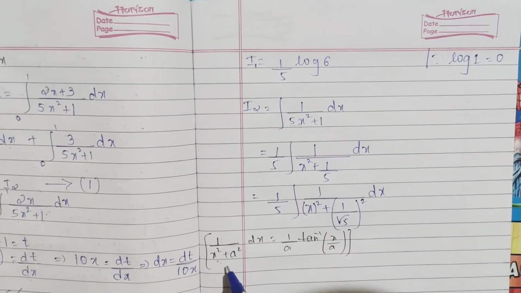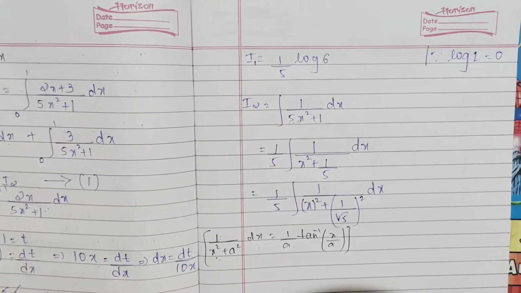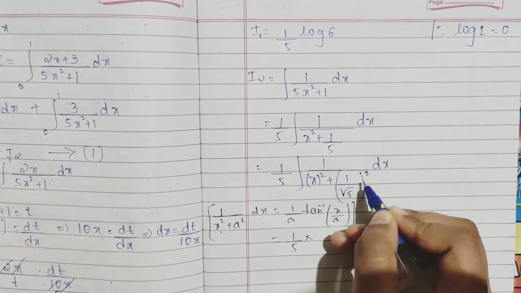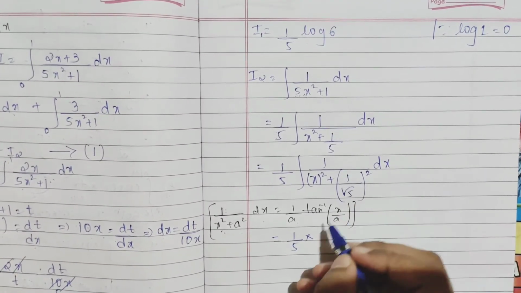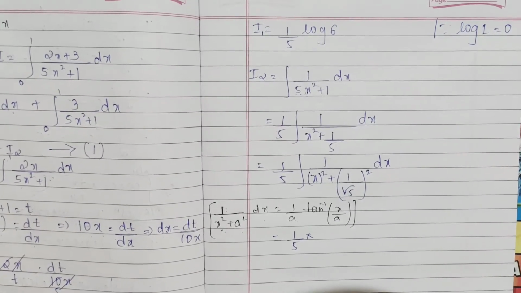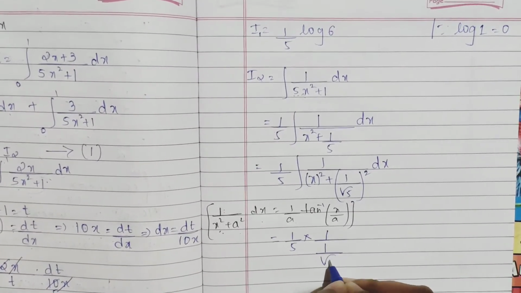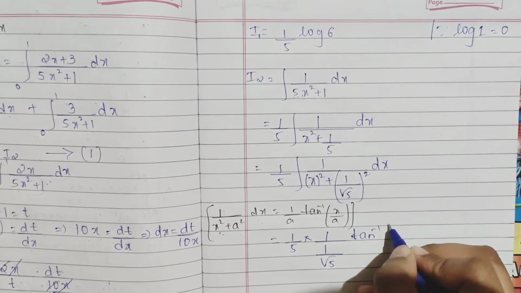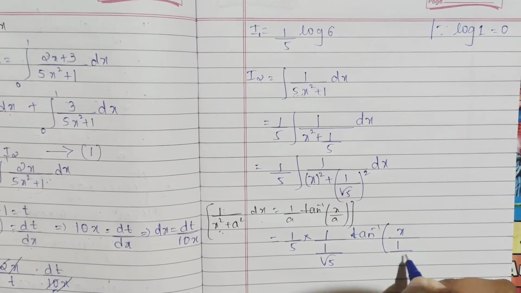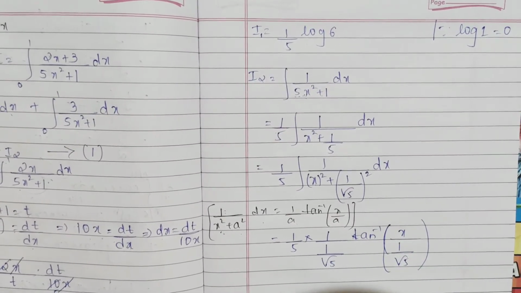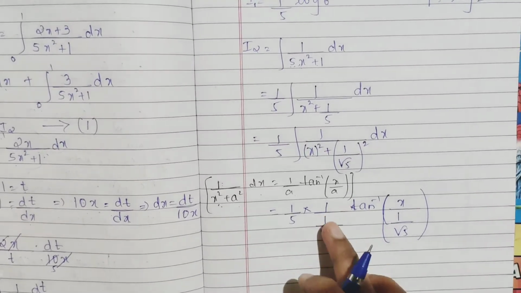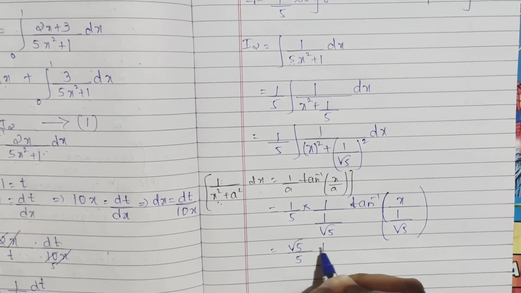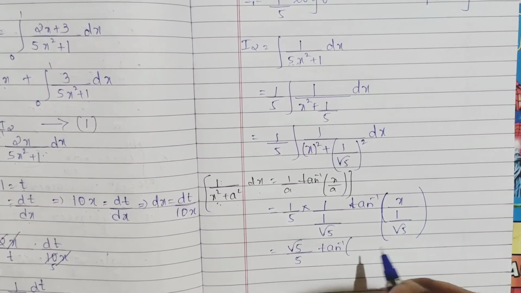So what is the formula? ∫ 1/(x² + a²) dx = (1/a) tan⁻¹(x/a). We will write the same: 1/5 keep as it is, and 1/a is 1/(1/√5), which is √5. So you get √5 times tan⁻¹(x/a), where a is again 1/√5. Am I correct? So 1/5 into √5 means √5 by 5, tan inverse here also, okay.